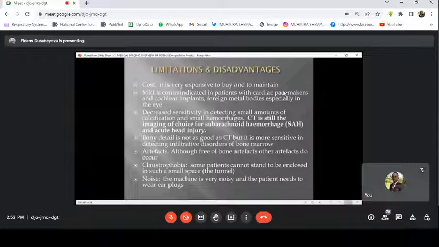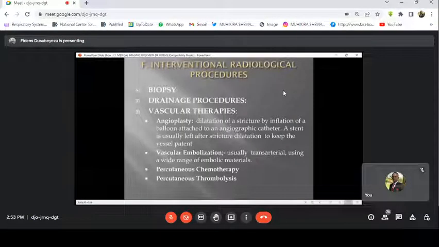And the last one is noise. MRIs have noise. A lot of noise. Sincerely, you can say, remove me from this machine before even the scan is finished. All right. Those are the limitations of MRI. So I'm done with MRI. Any question?